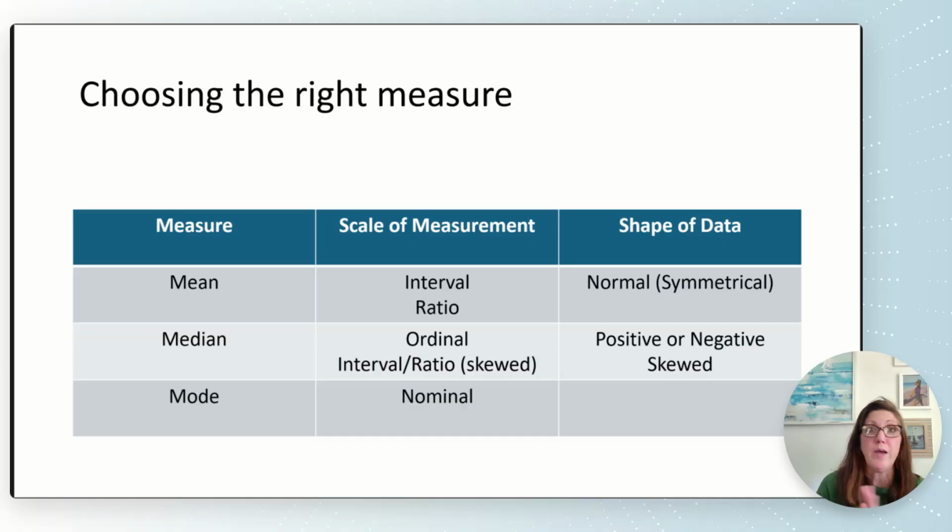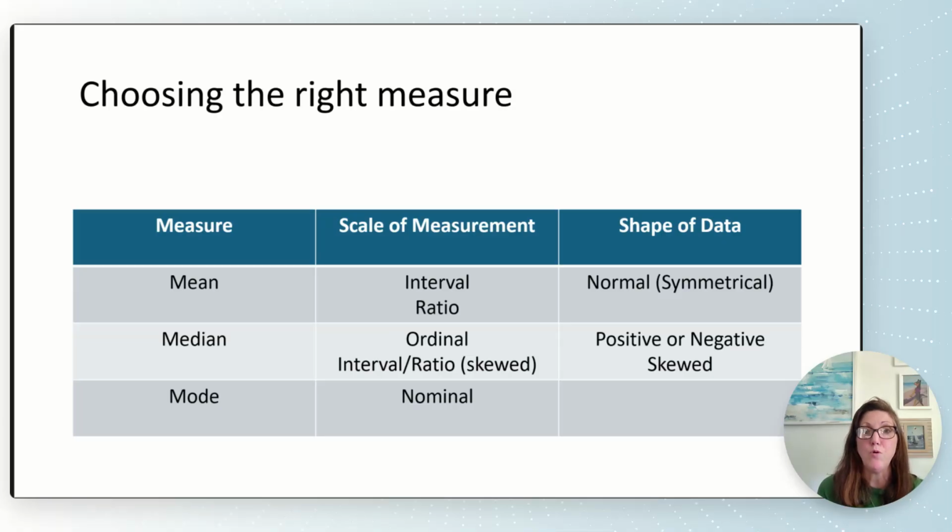Okay, so now we talked about the shape. Let's review again how the scales of measurement and shape work together for us to determine what is the appropriate measure of central tendency. So we use the mean when our data is quantitative. It could be either interval or ratio scaled. When it's symmetrical, the mean is the most appropriate measure of central tendency. The median is used when our data is ordinal scaled or is quantitative and skewed either negatively or positively.